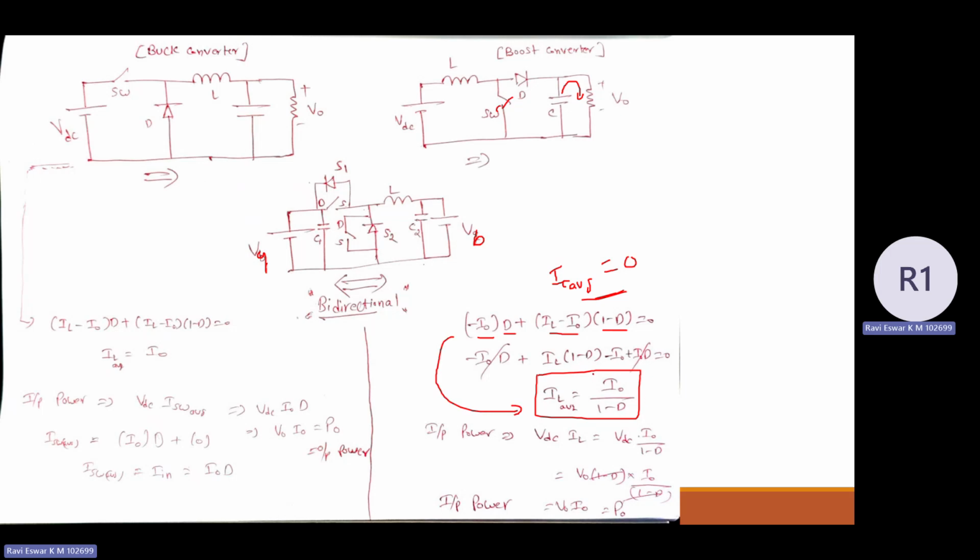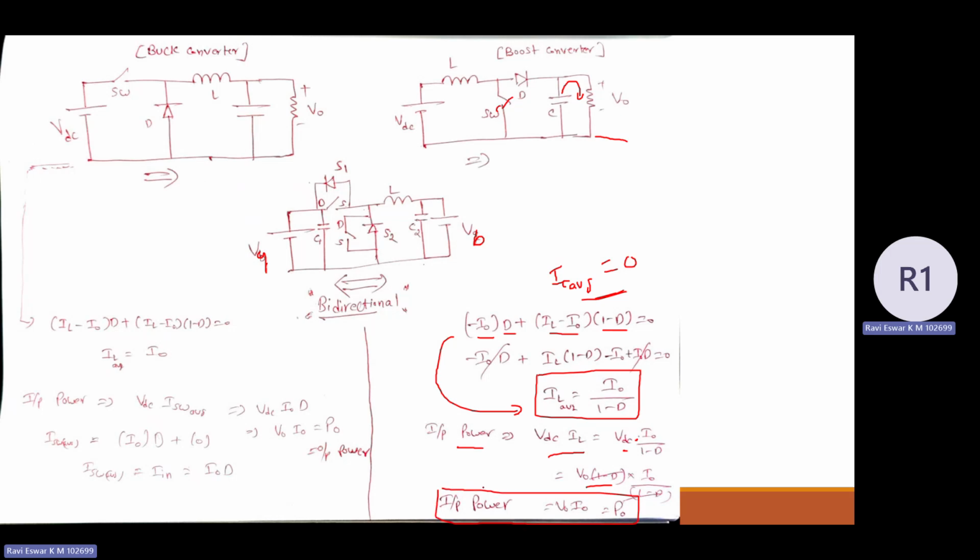Again, since I did the converter analysis without any consideration of parasitics, definitely the input power should be equal to output power. We'll see this. The input power I can write as VDC into IL. IL I can write as IL average, which is I naught by 1 minus D. Again, VDC I can write as V naught into 1 minus D. So 1 minus D gets cancelled, and the input power becomes equal to output power.